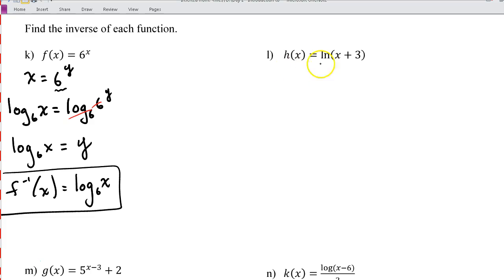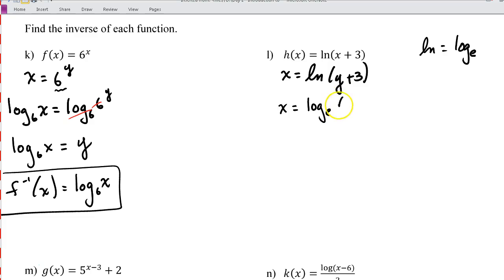Again, I'm going to switch the x's and y's, so I've got x is equal to the natural log of y plus 3. And remember, natural log is just a log with base e, so natural log equals log base e. And just for fun, I'm going to rewrite that as a log base e, so x is equal to log base e of y plus 3. We normally don't do this, but I think it'll help to see where we're going for this example.